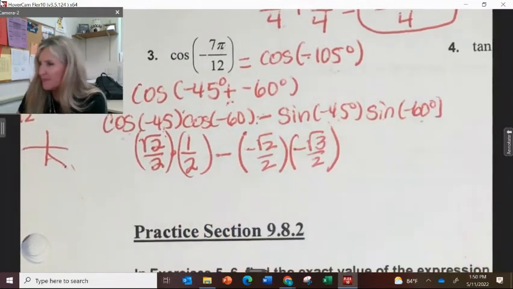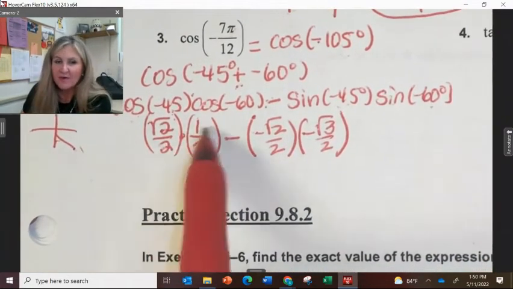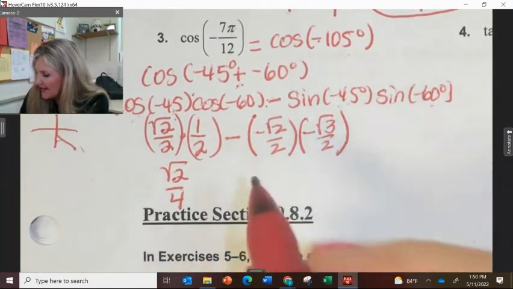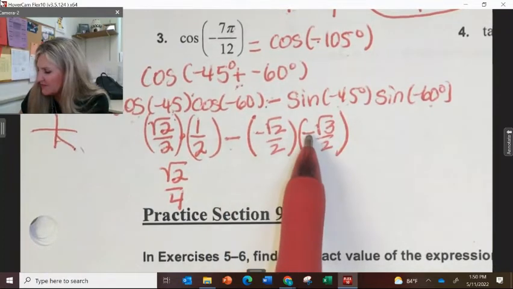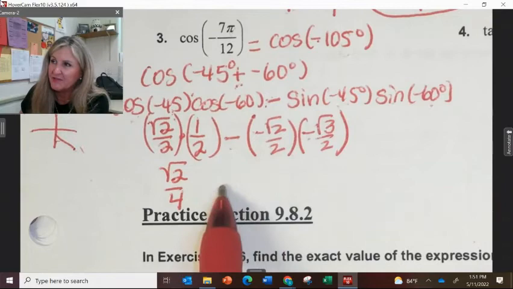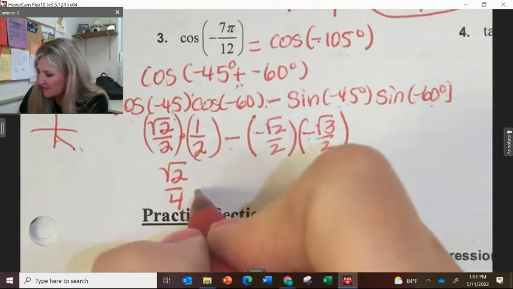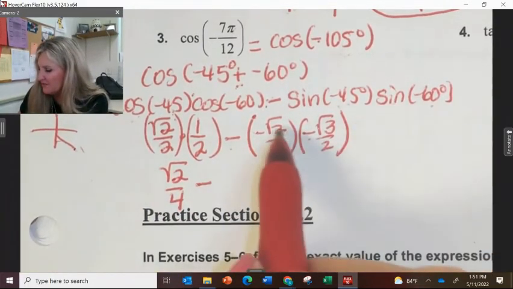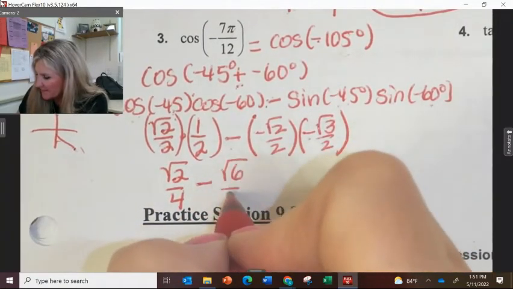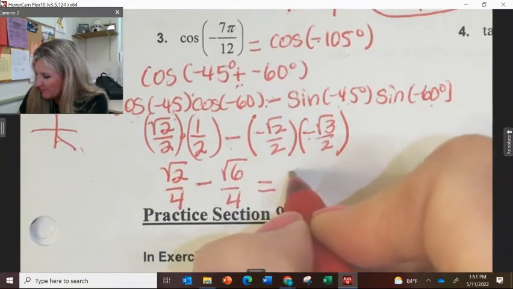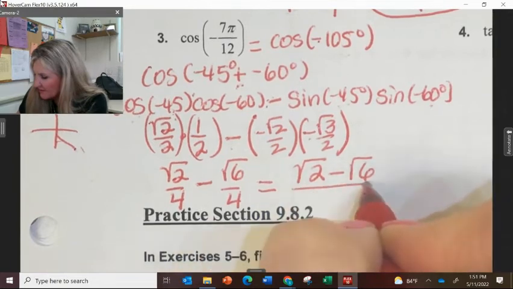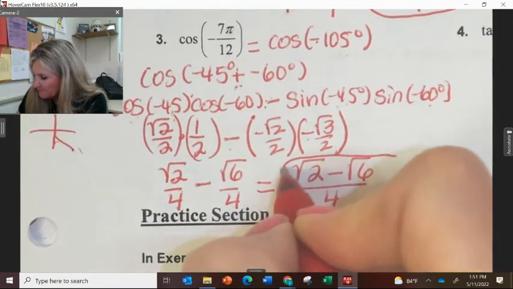Very good. All right, so now we're going to have radical 2 over 4, and we're going to have minus a negative times a negative. Is this going to be a plus or a minus in between these two? So it's going to be minus, and then what's this going to be? Okay, so then we're going to end up with radical 2 minus radical 6 all over 4.